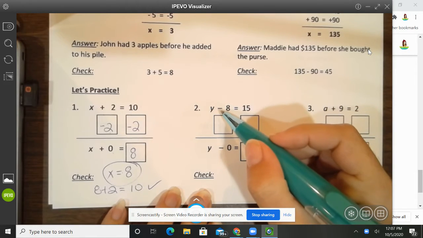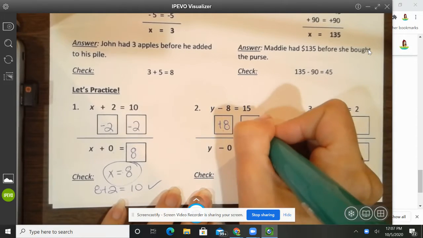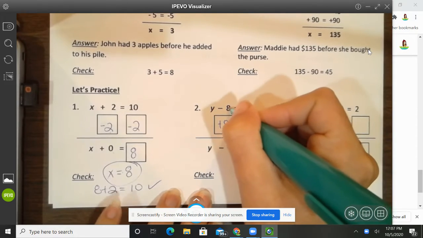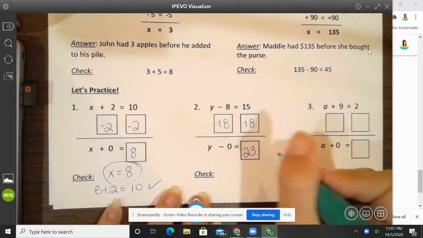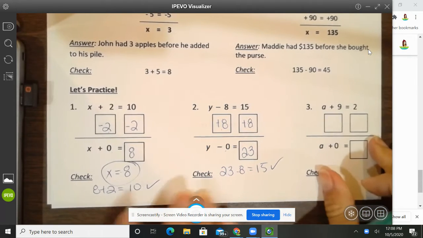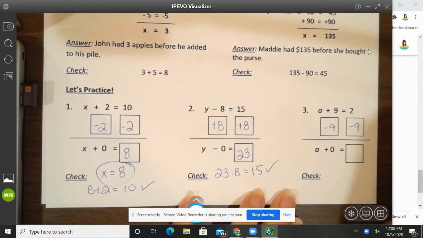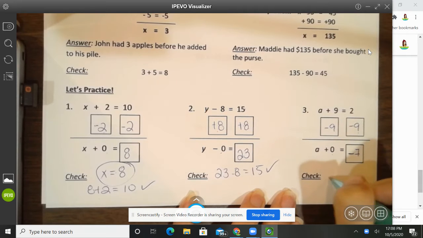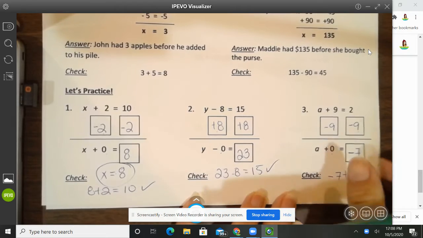Now you have minus 8. The opposite of minus 8 is plus 8. And whatever you do on one side of the equal sign, you do on the other side. So that's 0 here, and 15 plus 8 is 23. How do you check? Well, 23 minus 8 equals 15. Is that true? Yes. Then you have minus 9 here, to undo the operation. That is 0, and 2 minus 9 is negative 7. Is that true? Negative 7 plus 9 equals 2. Yes, it is true. And that's how we work it out.